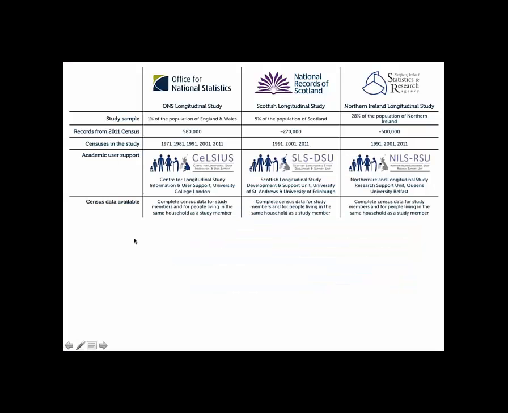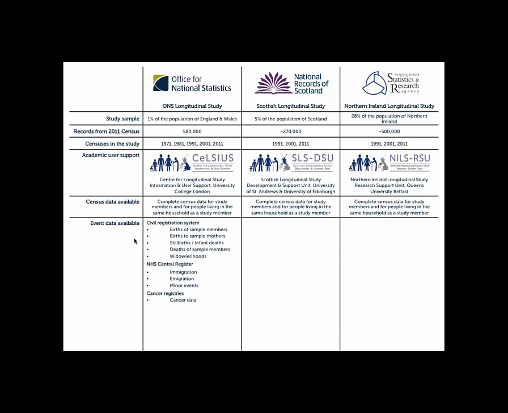So, as Joe's already said, the census data contains a range of information about socioeconomic status, family relationships, health, education, religious beliefs, ethnicity, etc. And the three LSs have complete census data for all study members and also for people living in the same household as the study member, which can give you some very useful context. For example, looking at parents of children or how many children are in the household and their situation.